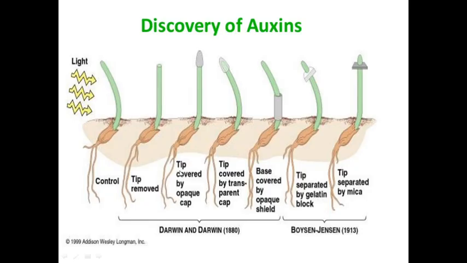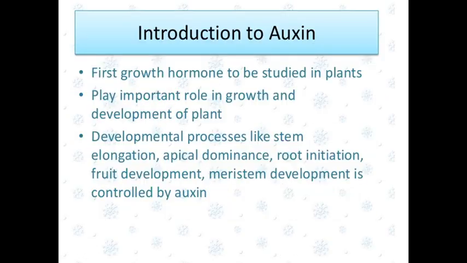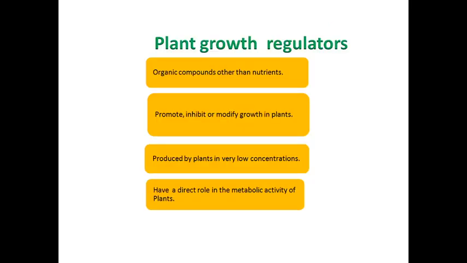We are already done with the first 3 units. So today we are going to start with unit 4, that is plant growth regulators or phytohormones. So what are phytohormones or plant growth regulators? These are organic compounds produced other than nutrients like calcium and magnesium. What is their job? They promote, inhibit or modify growth in plants, and they are produced in very low concentrations in a plant, and they have a direct role in the metabolic activity of a plant.